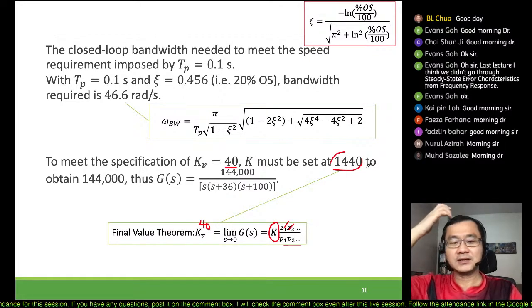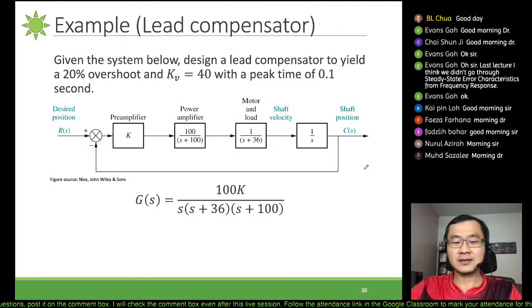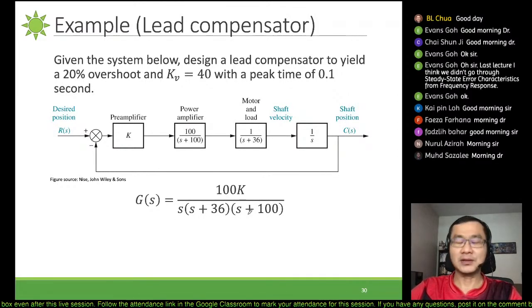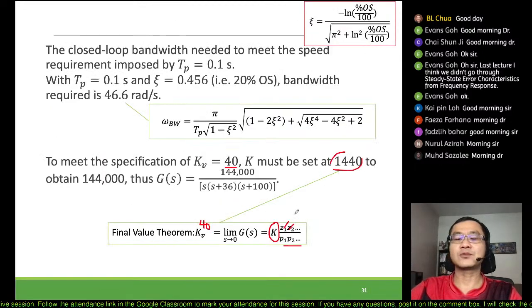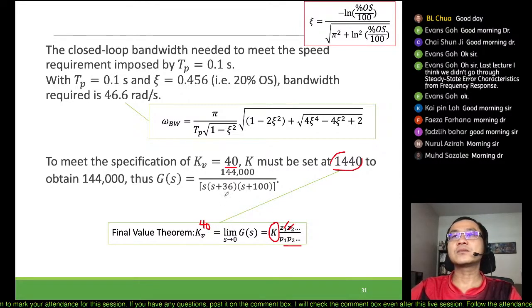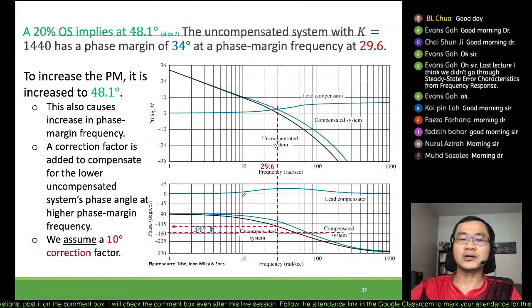Right, so once you get this 1440, we put it back into our equations, multiply by 100 divided by s plus 36, multiplied by s plus 100, and you get the transfer function to start with. Then you would plot the Bode plot for it accordingly.